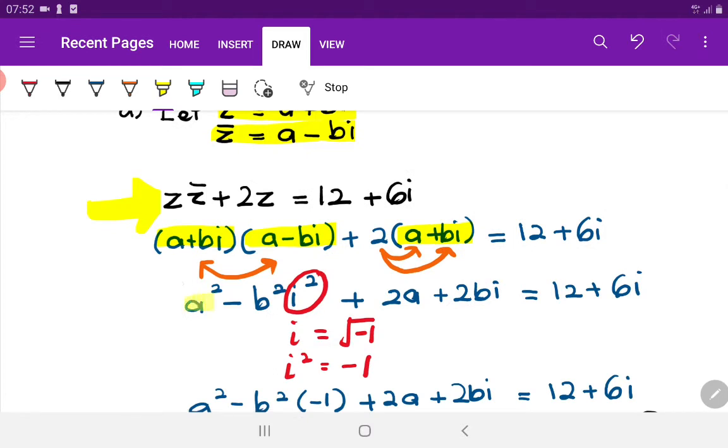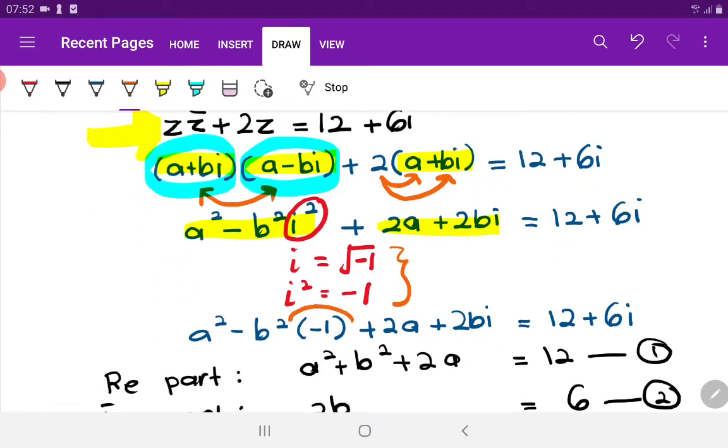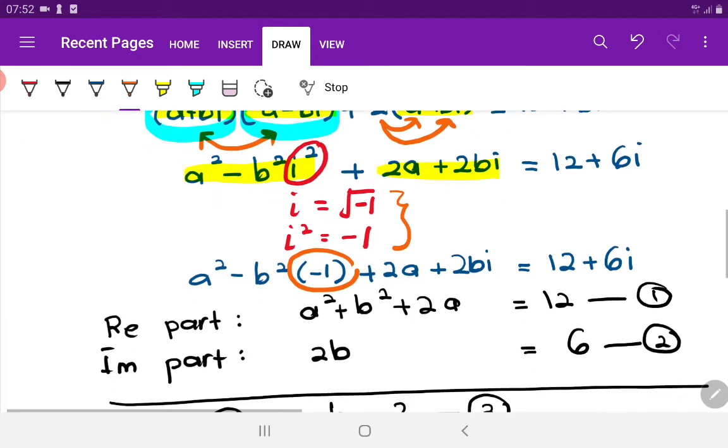This is using the method of multiplying two conjugates, because you notice that these two expressions are conjugate of each other. And then we just expand to A plus BI. Take note that over here we have I squared. So we just substitute I squared and we can compare real part and imaginary part.